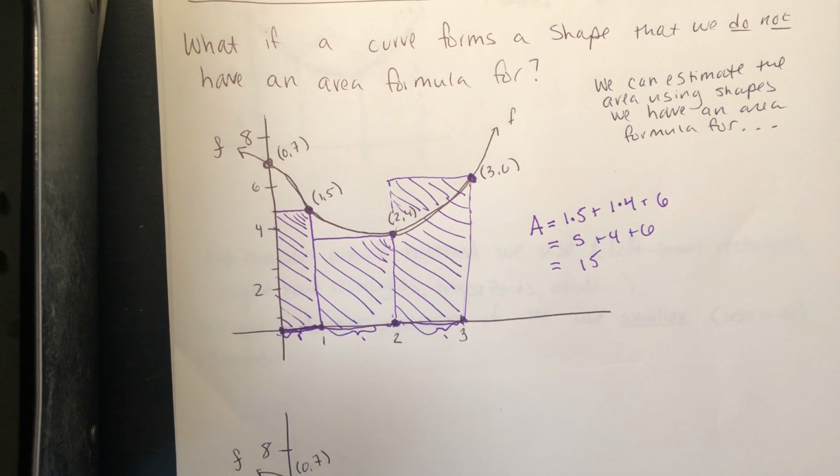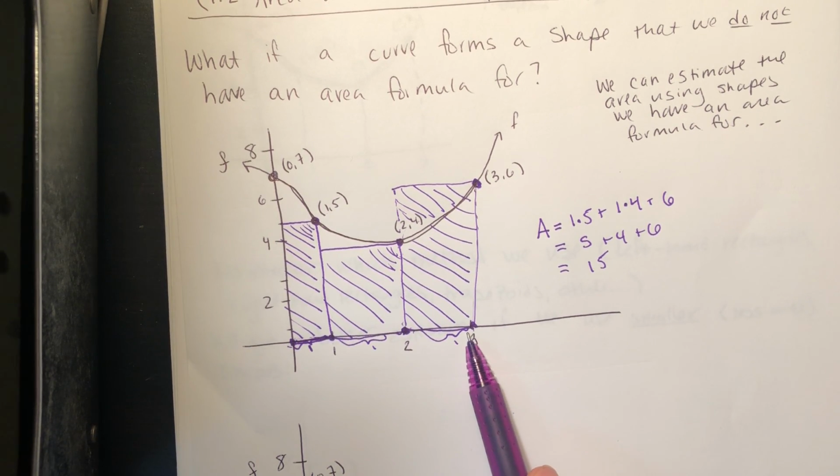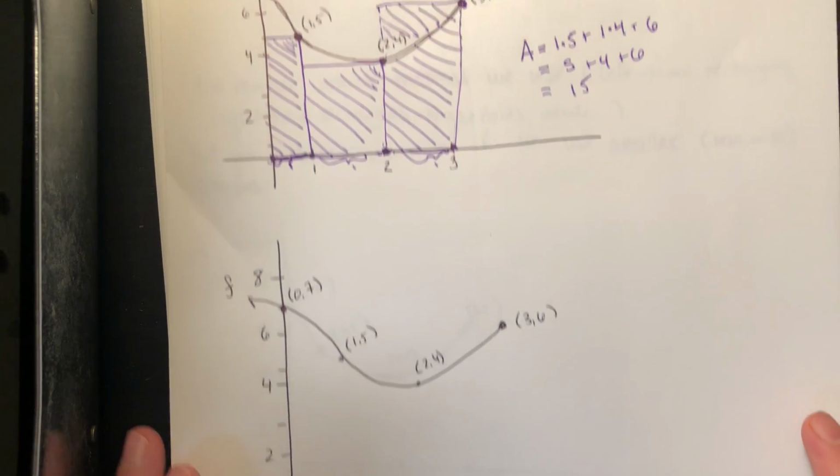Okay, but it was sort of arbitrary for us to use these right endpoints of the interval to determine the height of the boxes. And so it's worth thinking about, would you get something different if you used the left endpoints of each interval? So we could try that too.